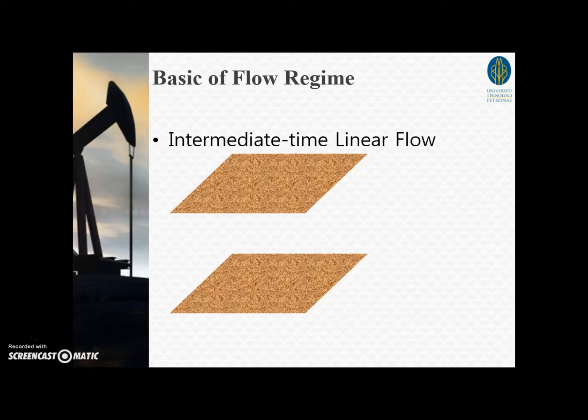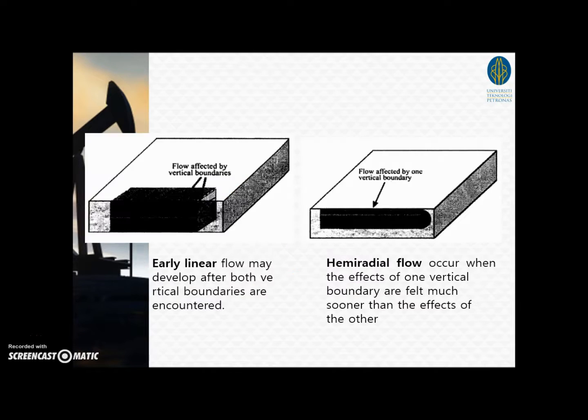The second flow regime is the intermediate time radial flow. In this period, the top and bottom boundaries exert their influence, while the horizontal well length is still important. Early linear flow is when both vertical boundaries are encountered.